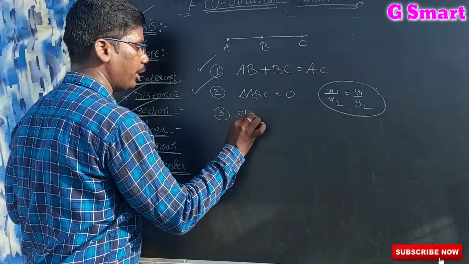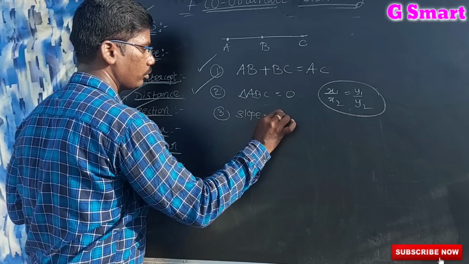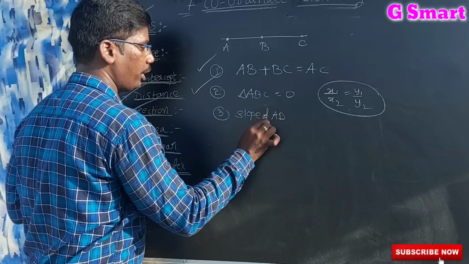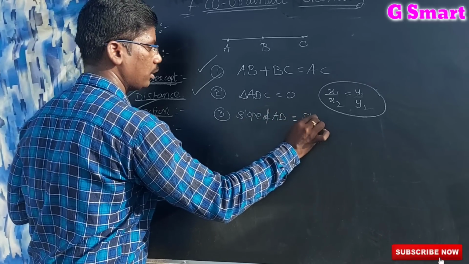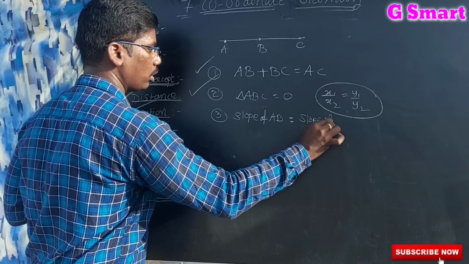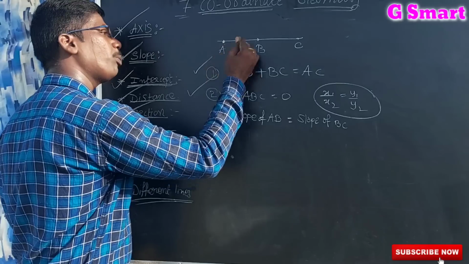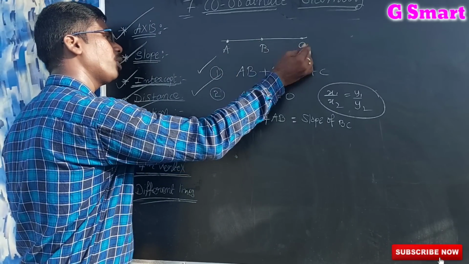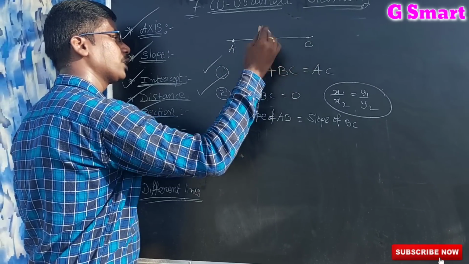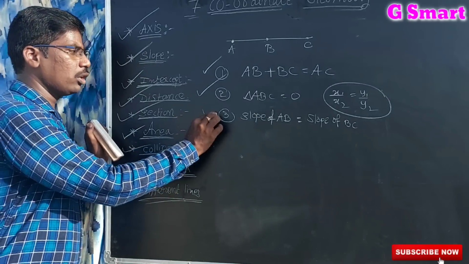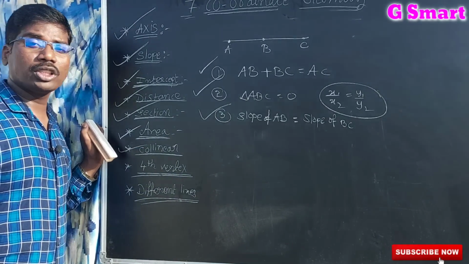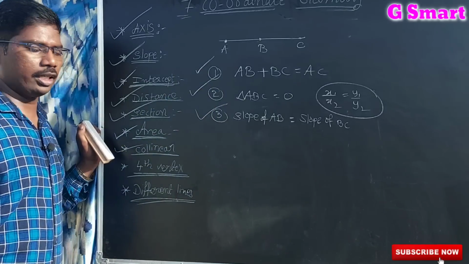And the third condition is the slope of AB is equal to the slope of BC, because they are on the same line. The slope of AB is equal to the slope of AC, and the slope of BC is equal to the slope of AC. So this is the third condition. If 3 points are collinear, these 3 are the most important conditions.